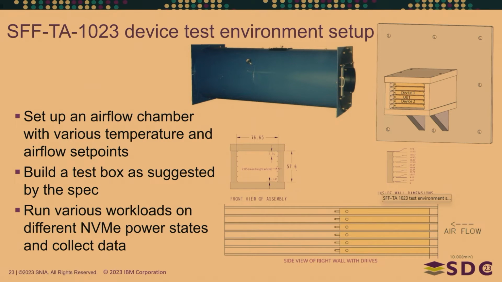So the 1023 spec talks about an environmental setup you can use to test, and it's basically an airflow chamber with various temperature and airflow set points, and then a box that holds your SSDs or devices. And what you would do is just run various NVMe power states, different workloads, and collect the data. Just see what your worst case corners are, and then provide the charts that I'm going to show in a minute.